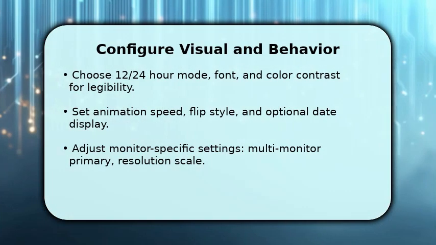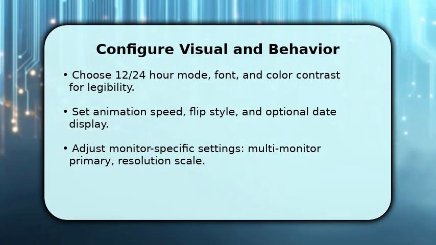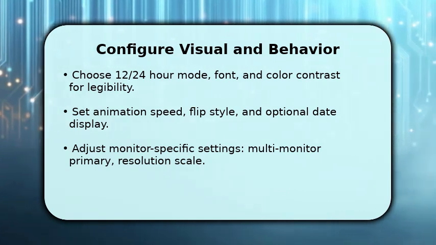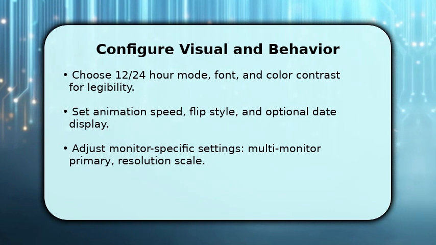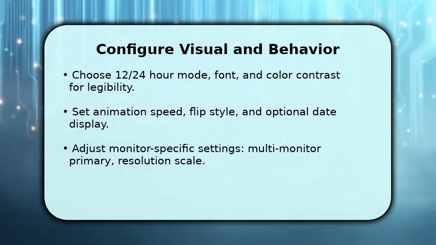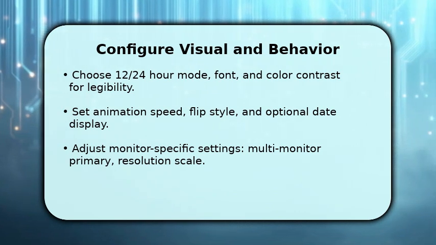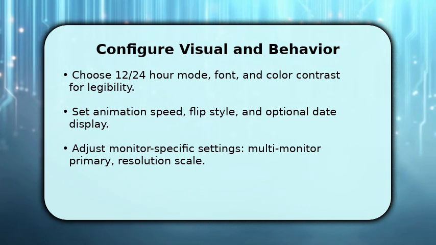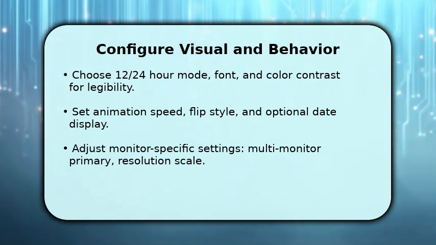Now configure the FlipClock's visuals and behavior to match your workspace. Start by picking 12 or 24-hour format and a high contrast color and legible font so time is readable at a distance. Then adjust animation speed and flip style. Slower flips are calmer, faster flips feel dynamic. If available, toggle date and seconds display to reduce clutter.